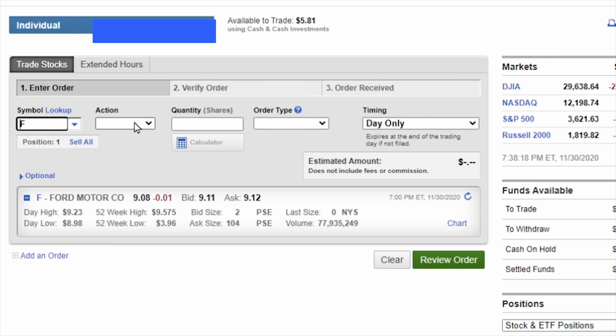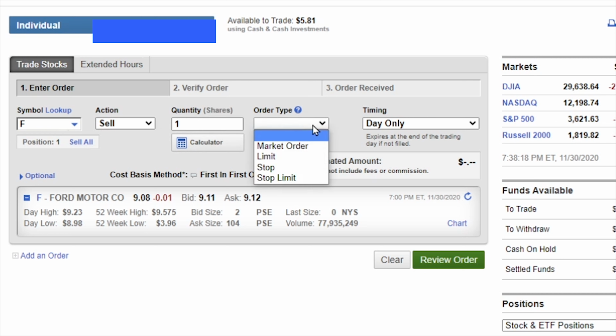We have two options. We can either click the action up here and go to sell, or we can click on sell all positions if we want to sell all of them. Depending on your wants and needs, we're just going to click on sell all, and it's going to pre-populate these two sections for us, including the amount of shares.